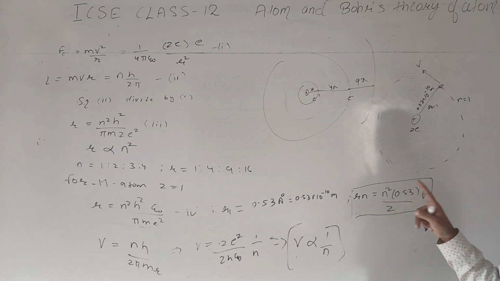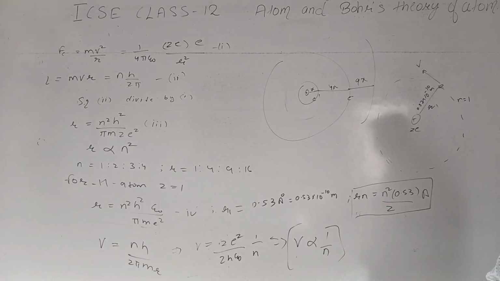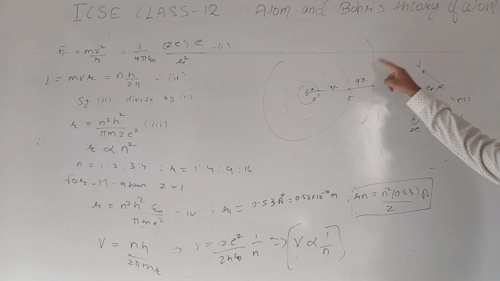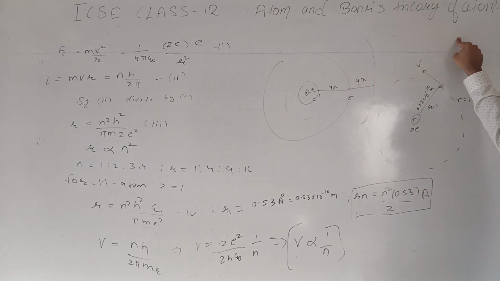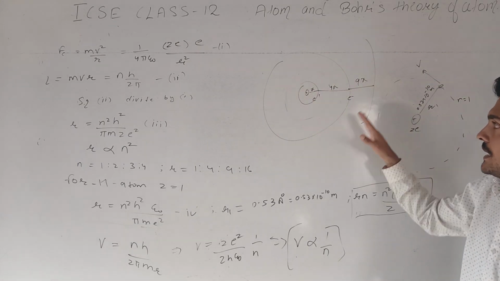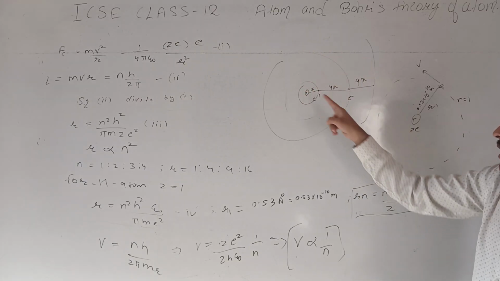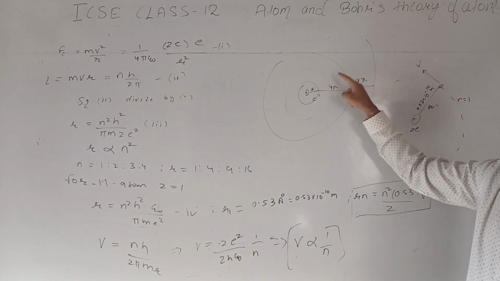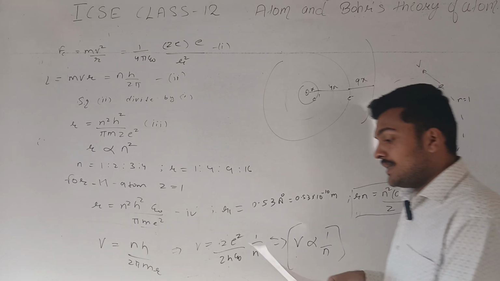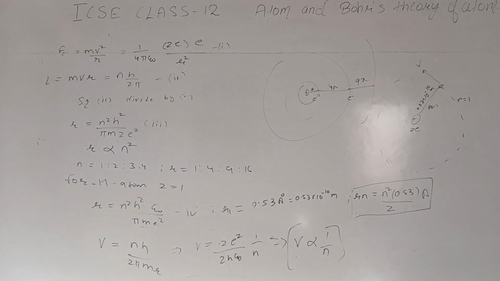What does it mean? It means that as the electron jumps from one orbit to a higher orbit, its velocity goes on decreasing. So the maximum tangential velocity of the electron will be in the very first orbit. After that, its velocity goes on decreasing. So these are certain aspects of Bohr's model.